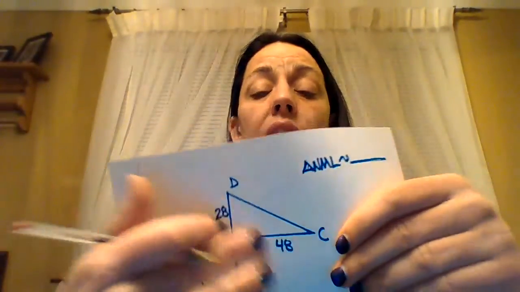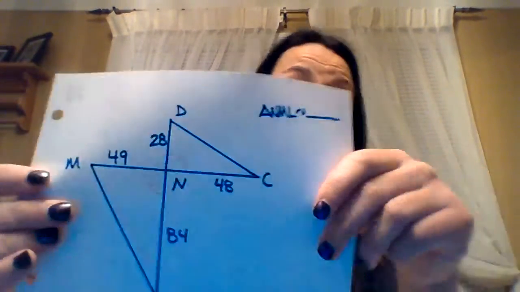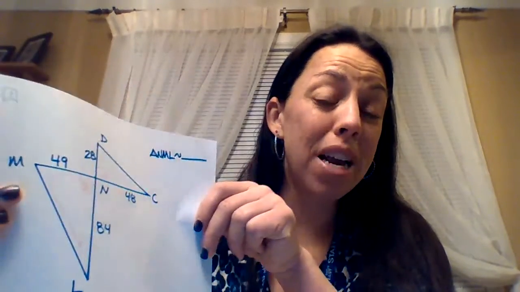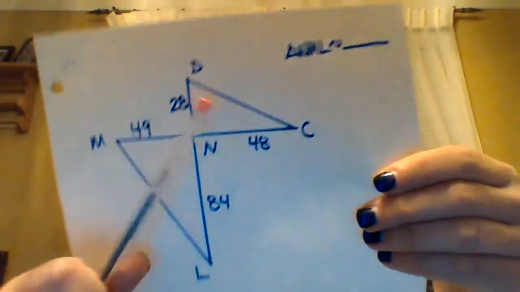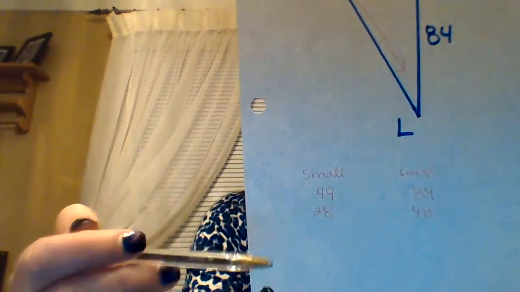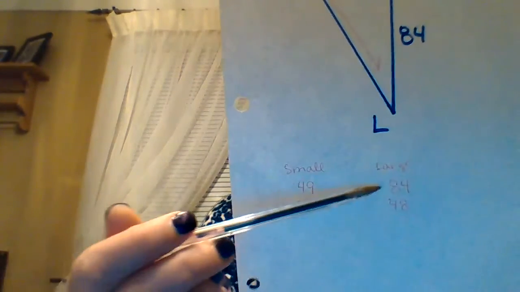So now let's look at this other triangle. I'm not even going to worry yet about what order it's going to go in, because these might not be similar. Which one of these numbers is smaller? I'm going to write that on my small list. And then 48 would automatically be my larger of the two numbers. So I made a list here: triangle 1, triangle 2, my small side, my long side, my small side, my long side.